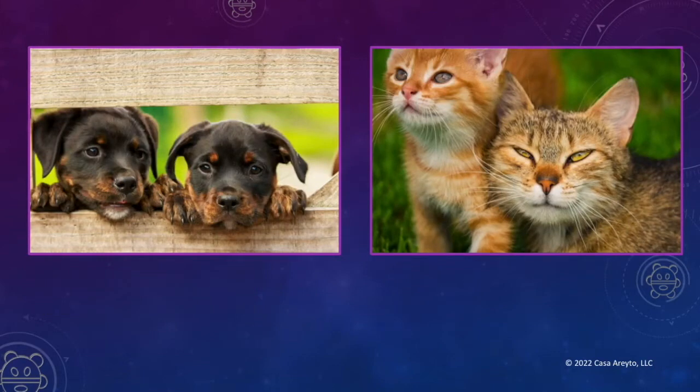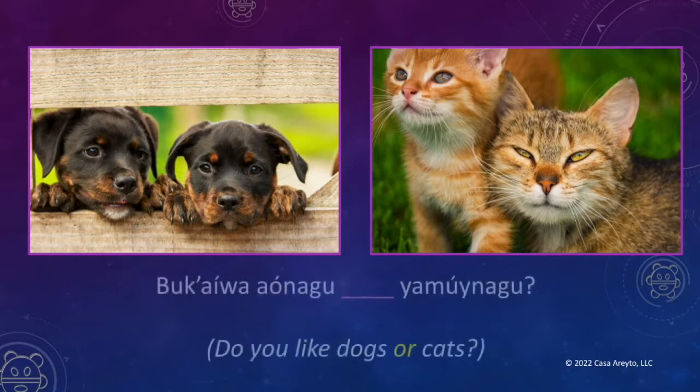Now let's take a look at the last slide. It looks like we have a choice again. So that should give you a clue as to which conjunction we need to use. Do you like dogs or cats? How do you say or in Taíno? I knew you knew it. Odi. Now let's read the whole sentence. Buk aiwa aonagu odi yamuinagu. Do you like dogs or cats?